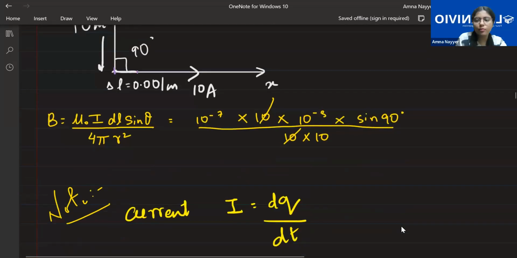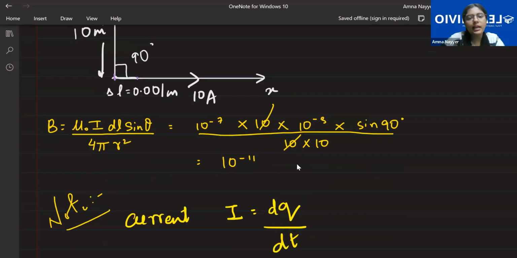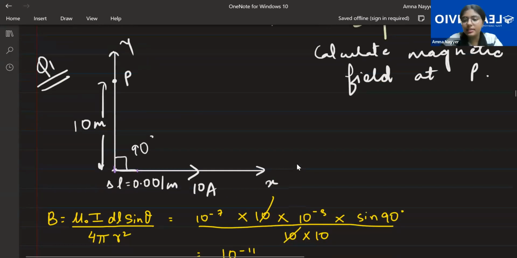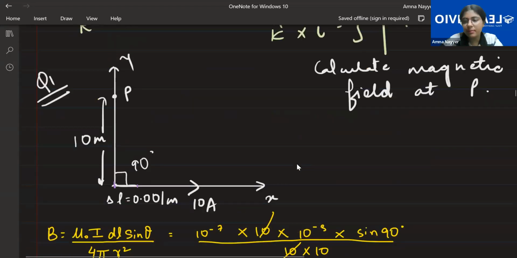See, what will be our final answer? This is minus 7, minus 3. This is 10 to the power minus 10. This minus goes, so 10 to the power minus 11. Okay. Now tell me the direction. This is the magnitude using Biot-Savart law. Tell me the direction of the magnetic field at point P.